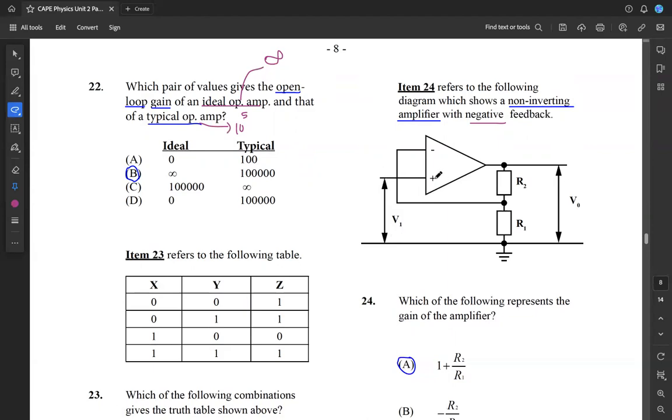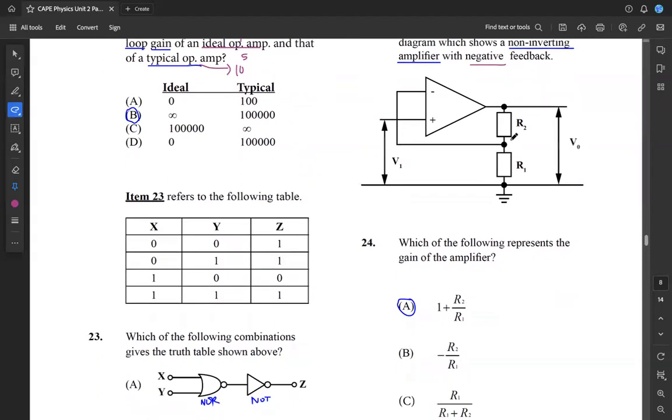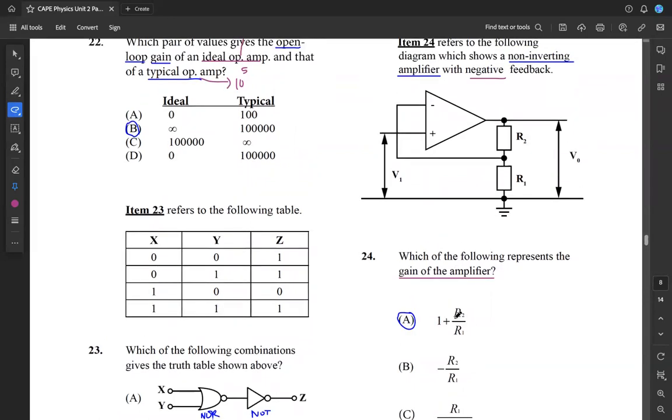The input V in is going to our non-inverting node. So that's how we get a non-inverting amplifier. When we have a non-inverting amplifier, which of the following represents the gain of the amplifier? The gain of a non-inverting amplifier is 1 plus the feedback. This is our feedback resistor, R2, that's coming back here. So the gain is 1 plus R2 over R1, the other resistor. And so this is A. That's our answer.